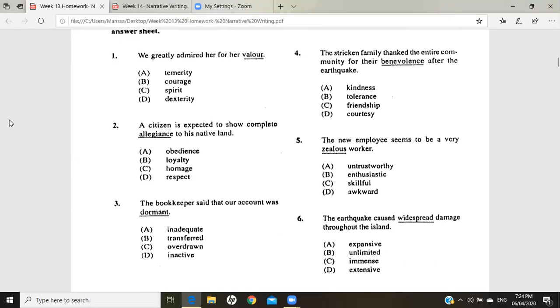Okay. 2, a citizen is expected to show, what's that word, miss? Complete allegiance. Allegiance to his native land. B, loyalty. Yes, 2, B, loyalty, good. The bookkeeper said that our account was dormant. I think it's D, inactive. Yes, it's D, inactive. The stricken family thanked the entire community for their benevolence after the earthquake. I think is C, friendship. Not friendship. Oh wait, sorry, A, kindness. A, kindness, very good.